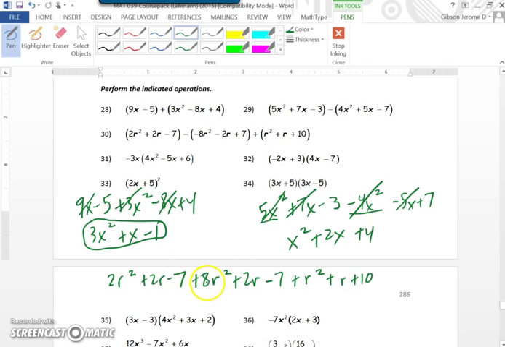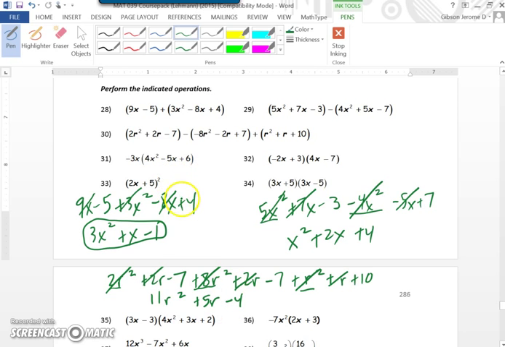Now we're going to combine the like terms. We had 2r², 8r², and r². So that would give us 11r². Next we had 2r, 2r, and r, which would give us 5r. Then we had negative 7 and negative 7, which is negative 14, plus 10, which would give us a minus 4. And that is the final answer for problem 30.